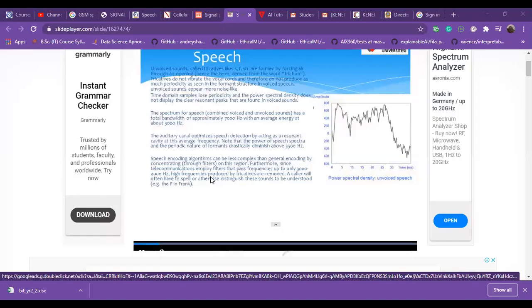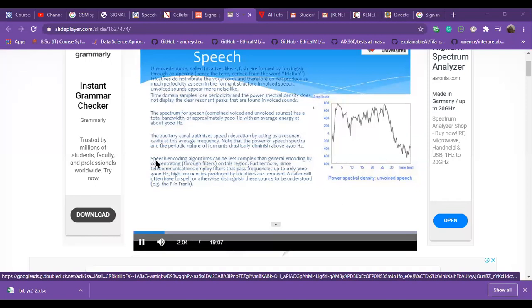Properties of speech. Unvoiced sounds, called fricatives, like S, F, SH, are formed by forcing air through an opening, hence the term, derived from the word friction. Fricatives do not vibrate the vocal cords and therefore do not produce as much periodicity as seen in the formant structure in voiced speech. Unvoiced sounds appear more noise-like. Time domain samples lose periodicity and power spectral density does not display the clear resonant peaks that are found in voiced sounds.